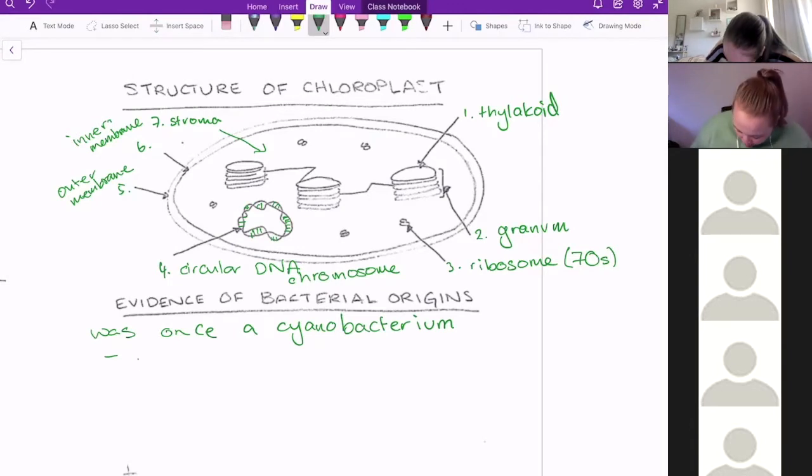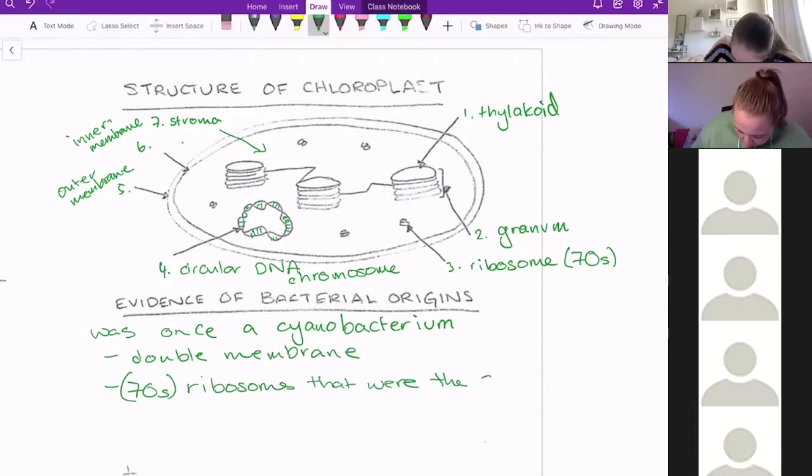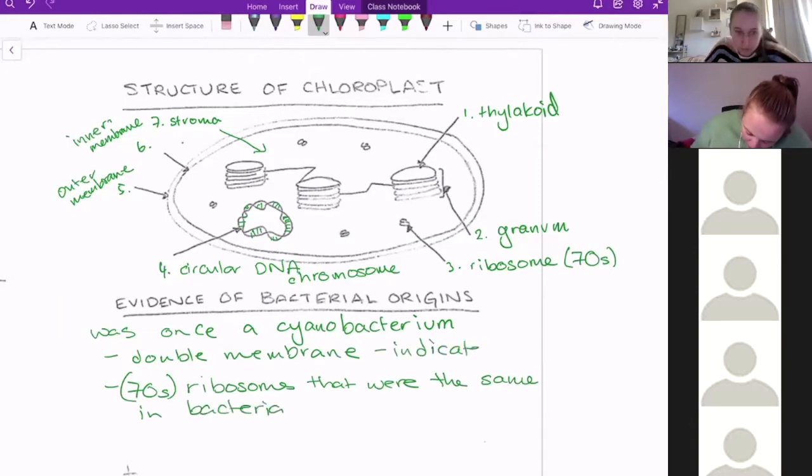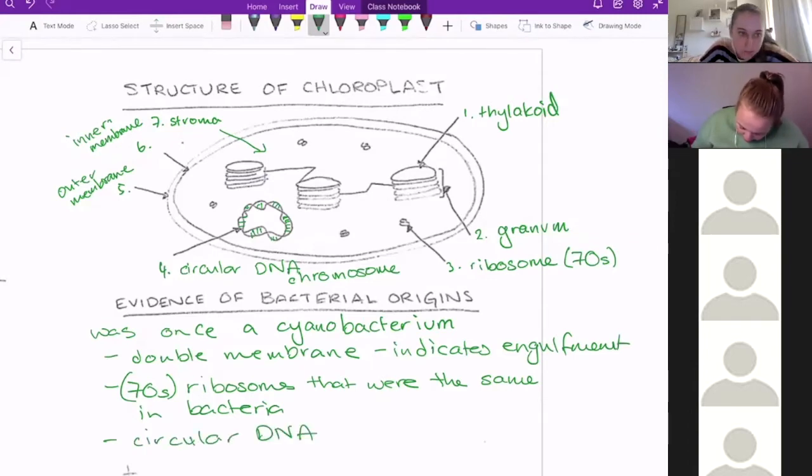Double membrane, thank you. I'm looking for at least 2 more things. The 70S ribosomes. So you can call them 70S ribosomes, or you can just say ribosomes that were the same in bacteria. The double membrane indicates engulfment. And the circular DNA, or the circular chromosome, circular DNA chromosome is another great piece of evidence.